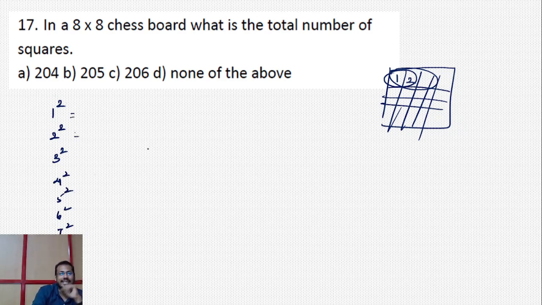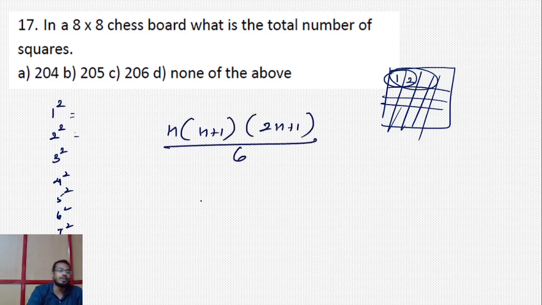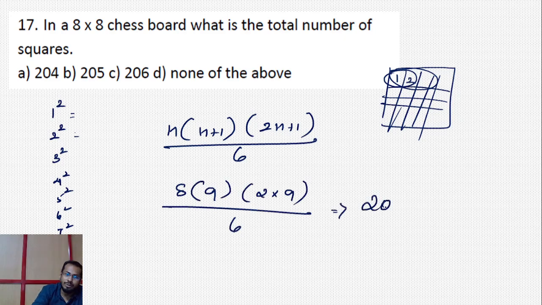Or else the easiest way is the sum of squares formula: n into n plus 1 into 2n plus 1 over 6. If you use this, you can get the answer for the squares. n is nothing but 8, so 8 into 9 into 17 over 6, you will get the answer 204. So 204 squares are there in the chessboard. Or else you can just count from 1 square to 8 square and get the answer.